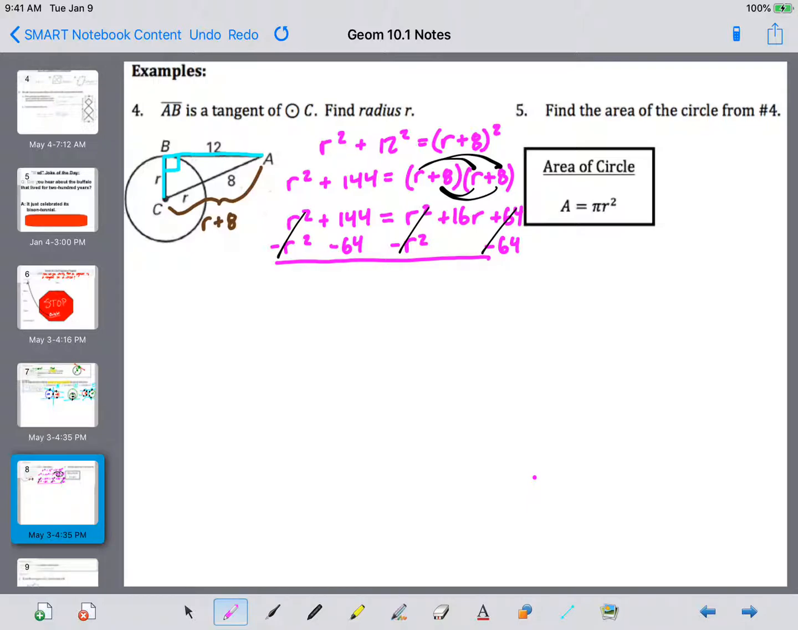All right, so 64, if we take that away from 144, leaves us with 80. On the right-hand side, we just have 16r. And if we divide both sides by 16, we end up with getting 5 as our radius. All right, it's kind of a cool example there using a little bit of trigonometry, Pythagorean theorem problem.